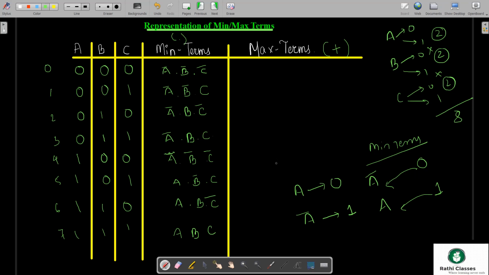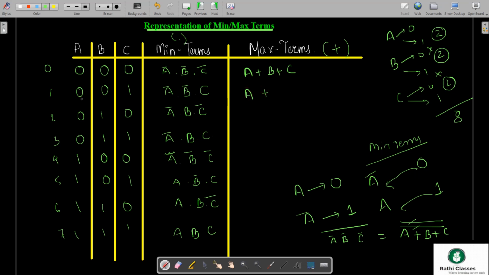Suppose I give you A bar, B bar, C bar. If I apply a whole complement, then what will be the value? It is the bar of A plus B plus C bar, that is nothing but A plus B plus C. One way is to use the complement of the given value, and another way is to simply represent 0 as A and 1 as A bar.